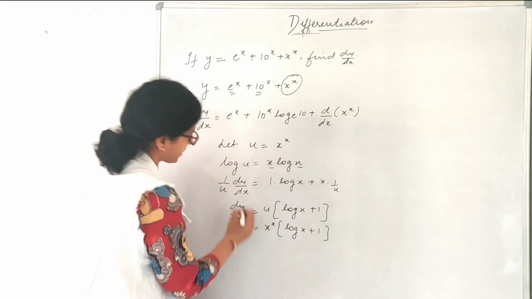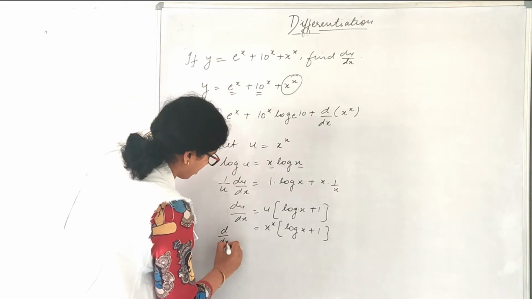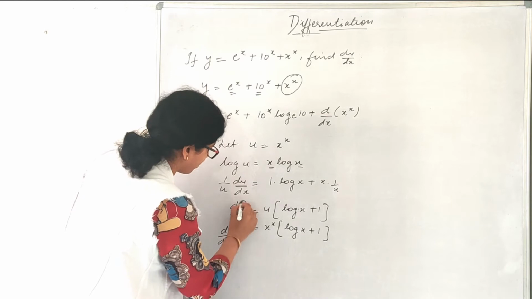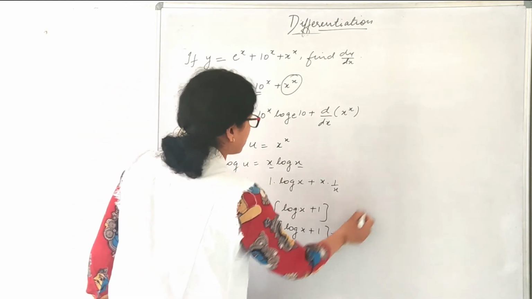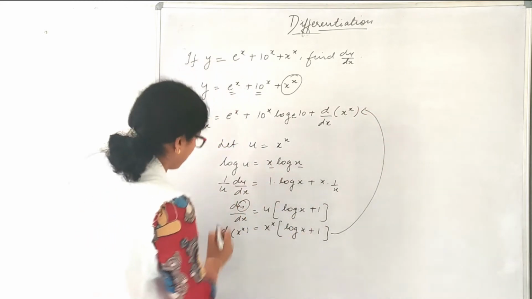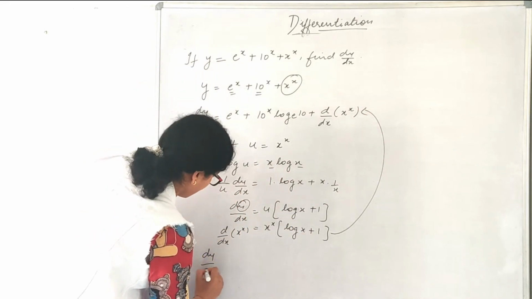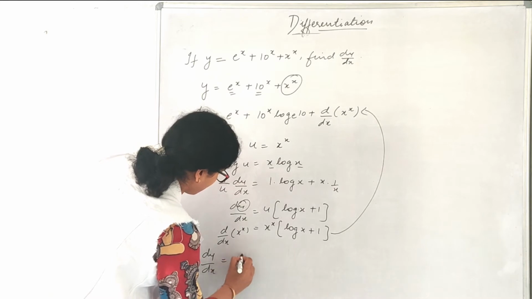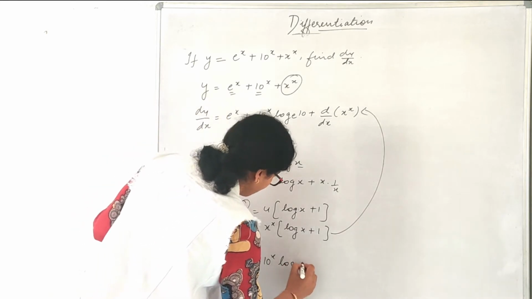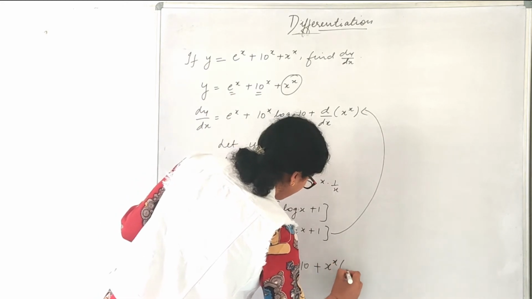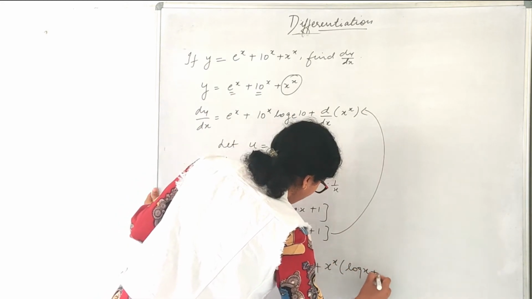So now we'll substitute. d upon dx of x to the power x: u is what? x to the power x. So this value I am going to substitute in this equation. So we are getting dy by dx equals e to the power x plus 10 to the power x log base e 10 plus x to the power x (log x plus 1).